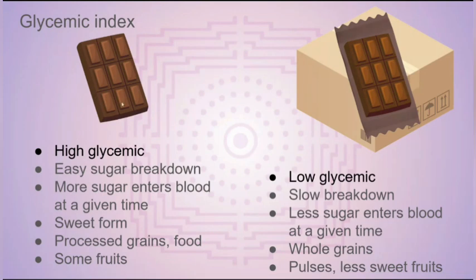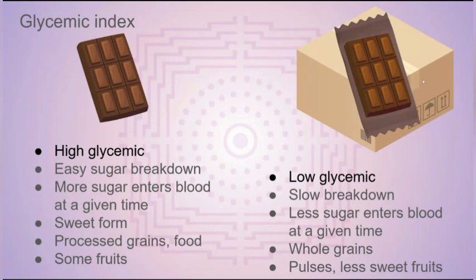High glycemic foods are like this open chocolate bar. You can easily take it, break it down, and access it. High glycemic foods are like that. They contain a lot of open sugar molecules, and they are easily broken down.